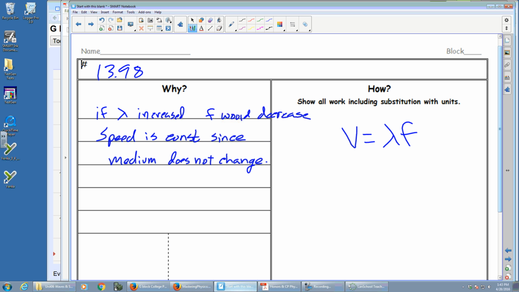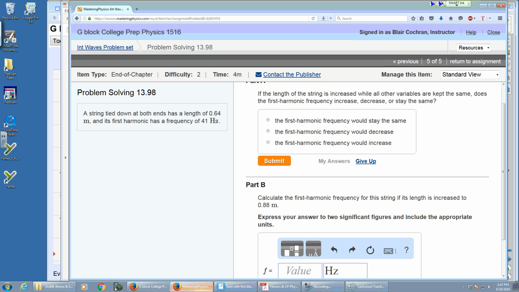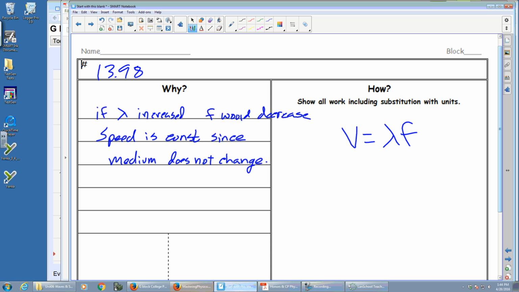And so if the speed is constant, that medium doesn't change, the length of the string is increased, which would increase the wavelength. All of it is the same. Does the first harmonic frequency increase, decrease, or stay the same? So we just increase the wavelength, therefore the frequency must decrease. And then calculate the first harmonic frequency of the string whose length is increased to this. So we are going to use v equals lambda f, but we said, hey, in the first case, the speed stayed the same as in the second case.